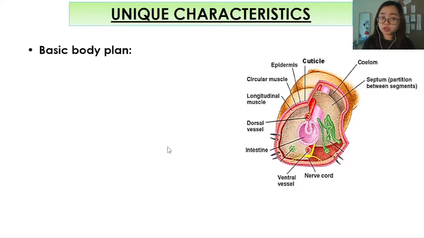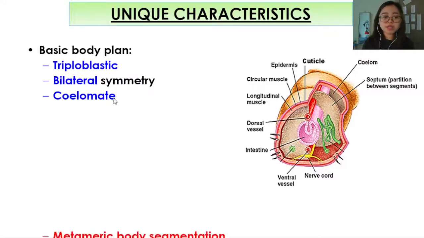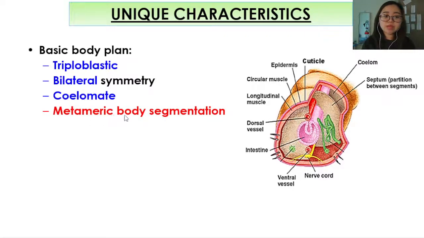Pictures are always good. We're going to move on to more pictures and more explanations about the unique characteristics of annelids. The basic body plan of annelids is that they are triploblastic. That means they have ectoderm, endoderm, and mesoderm. They have bilateral symmetry, and they are coelomate. So this has true coelom. Dia punya coelom diselaputi atau dikelilingi oleh mesoderm. They have a metameric body segmentation. So this is referring to how their body is segmented.